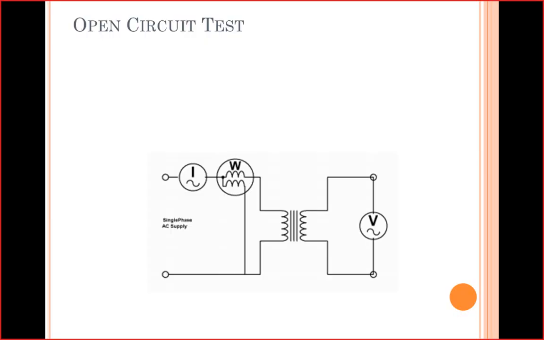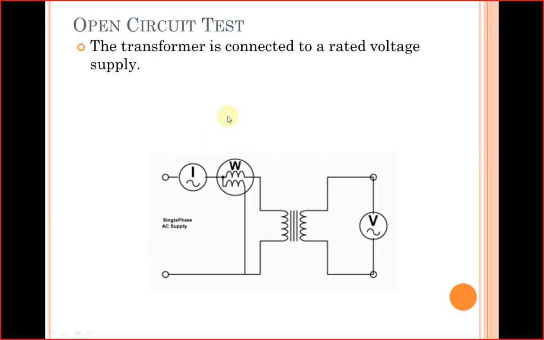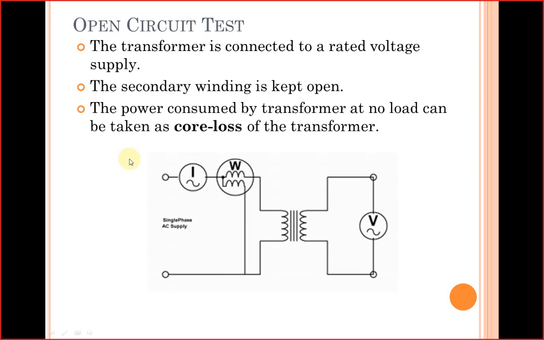Okay, so for core losses, we need to do the open circuit test. The transformer is connected to a rated supply and the secondary winding is kept open. The power consumed by the transformer at no load can be taken as the core loss of the transformer. You will see that the secondary of the transformer is open circuit, meaning there is no load connected to your transformer, but still there will be a power loss. There will be a power which you will see on this wattmeter.